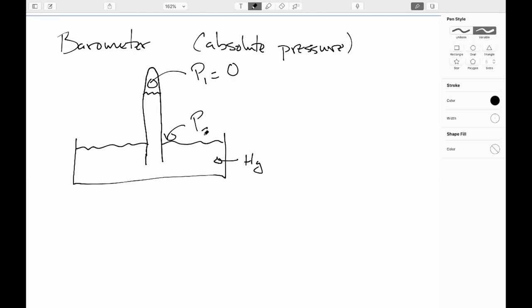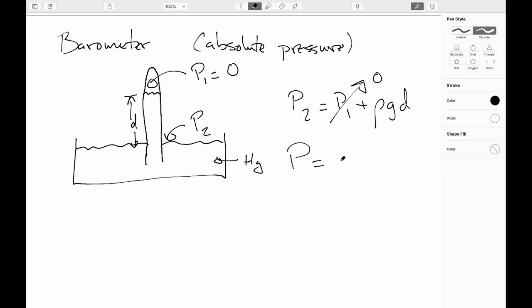Then the pressure you're measuring, which often is the atmospheric pressure, will be down here. So then this would be the depth of my fluid, D. And so we can say from Pascal's law, P2 equals P1 plus rho g D. But P1 is zero, so the pressure that the device measures will be equal to the density of the fluid times g times D.